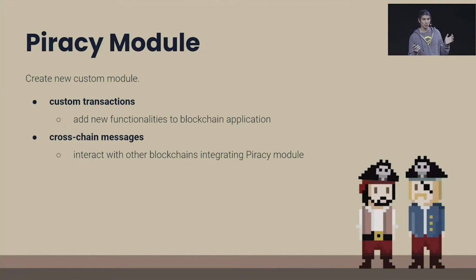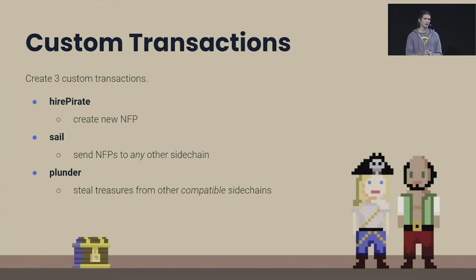OK, so now we can move to the Piracy Module. And this will be the centerpiece of our blockchain application. In our Piracy Module, we will now define the custom transactions and the handling and processing of the cross-chain messages. We will have 3 custom transactions.